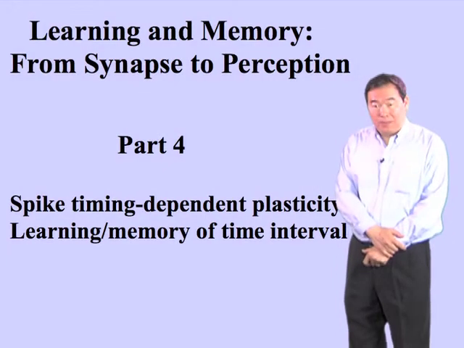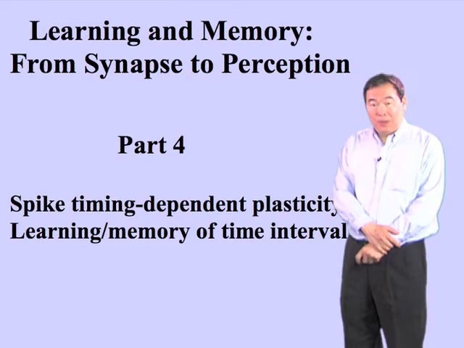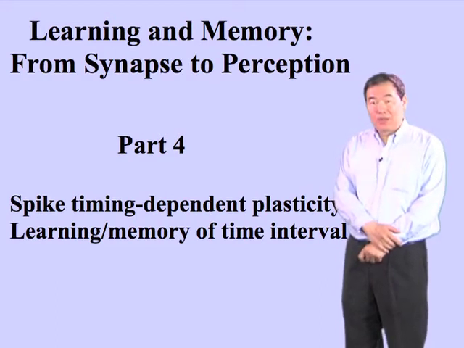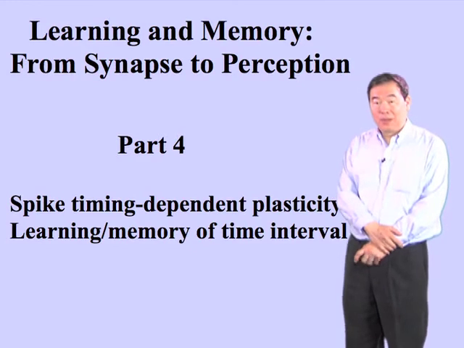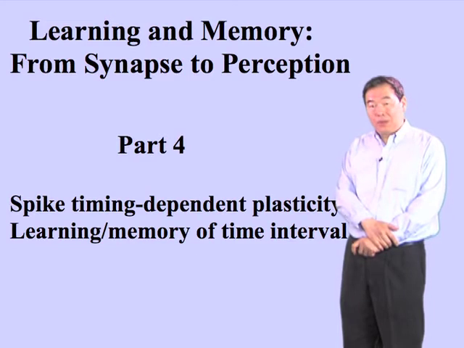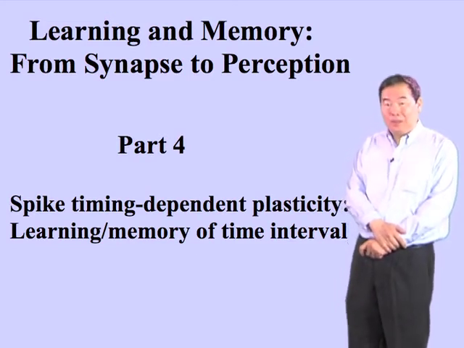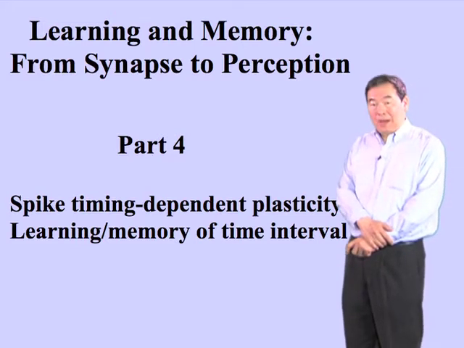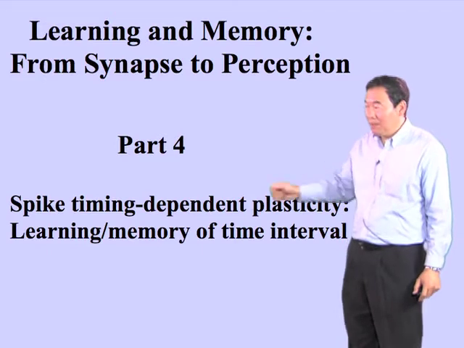So in this fourth part, I will continue to illustrate the cellular basis, synaptic basis of learning and memory by talking about how a neural circuit might remember or learn the time intervals of events by using spike timing dependent plasticity.